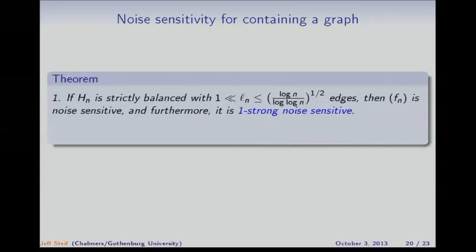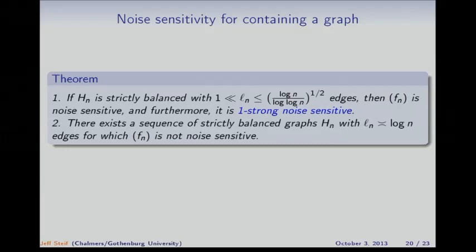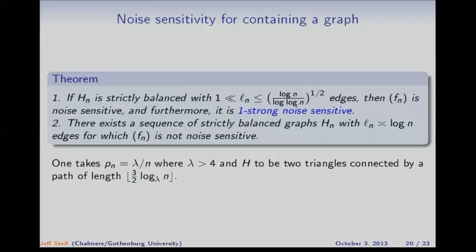We don't know exactly, but it's not so far. It turns out there's a sequence of strictly balanced graphs Hn with ln being asymptotic to log n, where the number of edges is L log n, and they're strictly balanced, but you don't get the noise sensitivity. What you could do is basically take two triangles and a path between them of size 3/2 log lambda of n, where your Pn is lambda over n. It turns out this graph's strictly balanced, but you don't get the noise sensitivity.